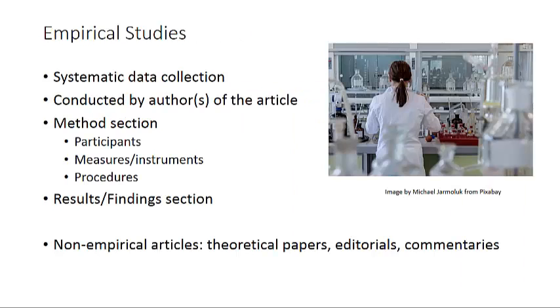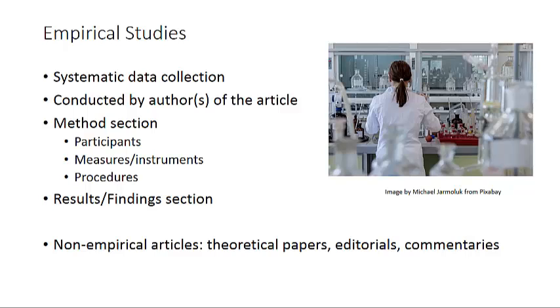Among peer-reviewed journal articles, many articles describe empirical studies. According to the Merriam-Webster dictionary, the word empirical means capable of being verified or disproved by observation or experiment. The key words here are observation or experiment. Empirical studies are those that involve systematic data collection that is conducted by the authors of the journal article.